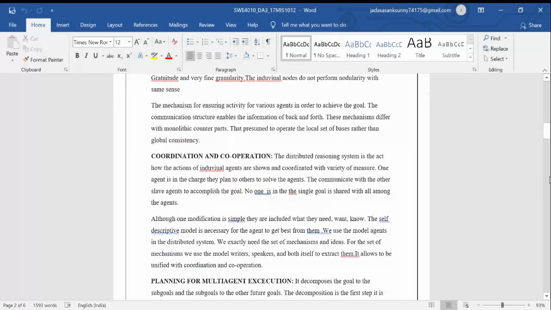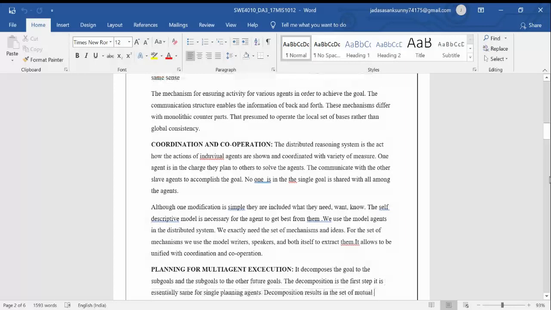And the next step is coordination and operation. Coordination and operation is an important step, as the system has to coordinate with the other agents, and one agent takes charge as the manager for all the agents, and it will communicate the ideas, and we use model writers, speakers to extract them, and it allows coordination and cooperation.